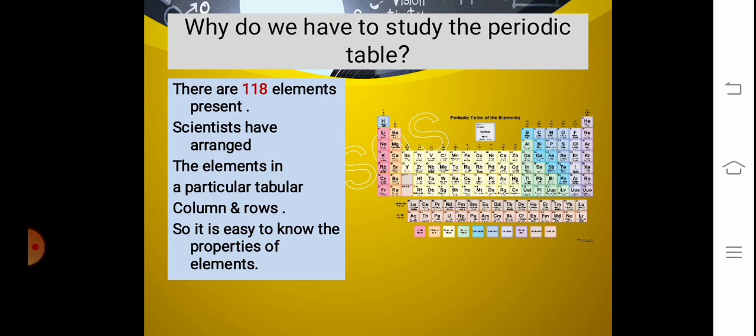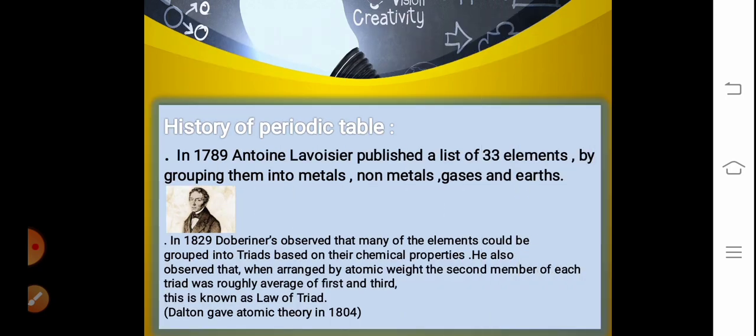Okay? So now, in my next slide, I'll give a small introduction about the next things which we are going to study. Later, I'll be explaining those topics individually in detail. Now, let us study the history of the periodic table.